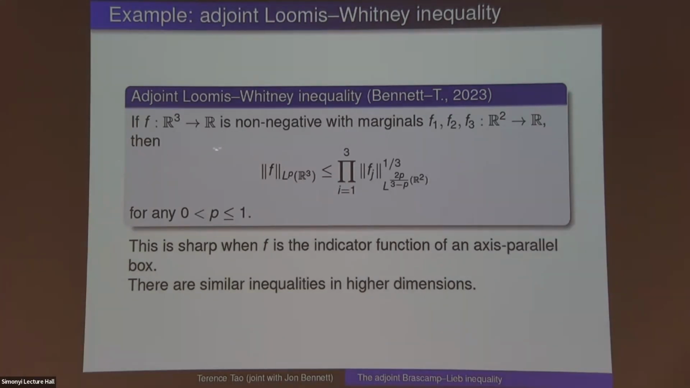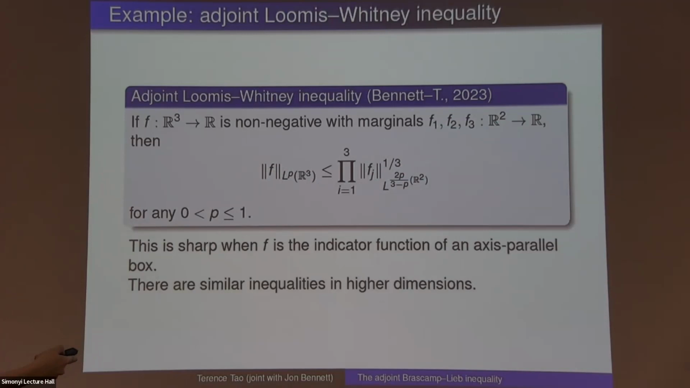The first non-trivial thing you can do is take the adjoint of the Loomis-Whitney inequality. And just to give you a flavor of what adjoint inequalities look like, this is the adjoint Loomis-Whitney inequality: if you have a non-negative function on R^3, and you take its marginals, you project it, you squish it onto 3 different coordinate planes, and you get 3 functions F1, F2, F3 on R^2, then for any p less than 1, you can control the L^p norm of the original function by the appropriate L^p norms, also with exponents less than 1, of the marginals.